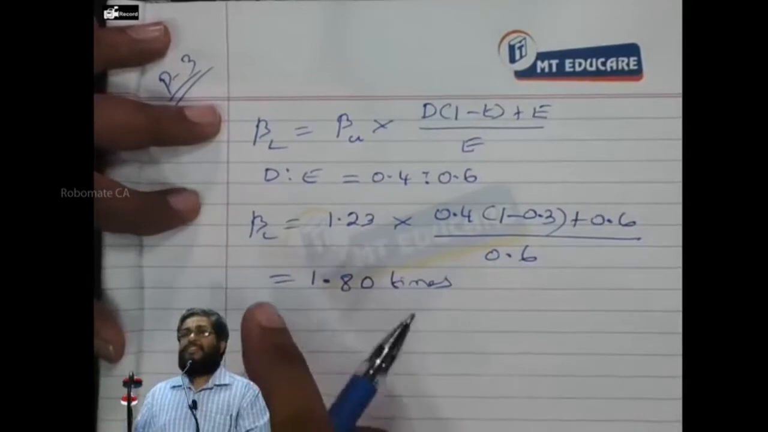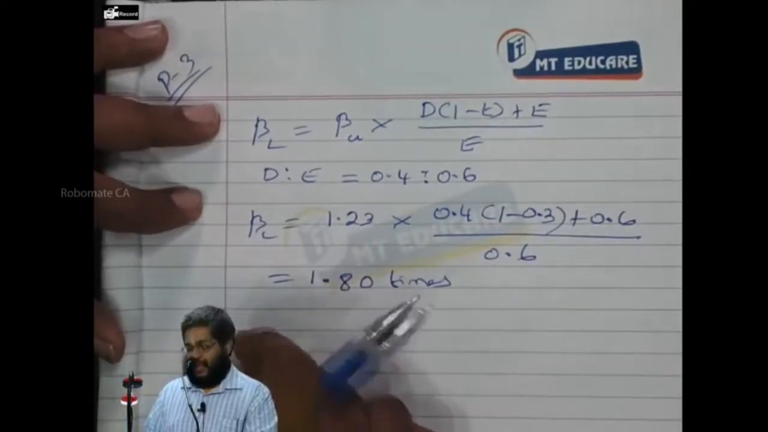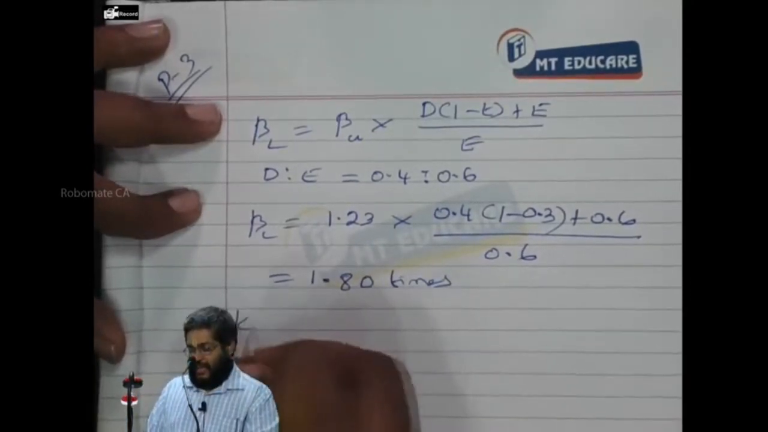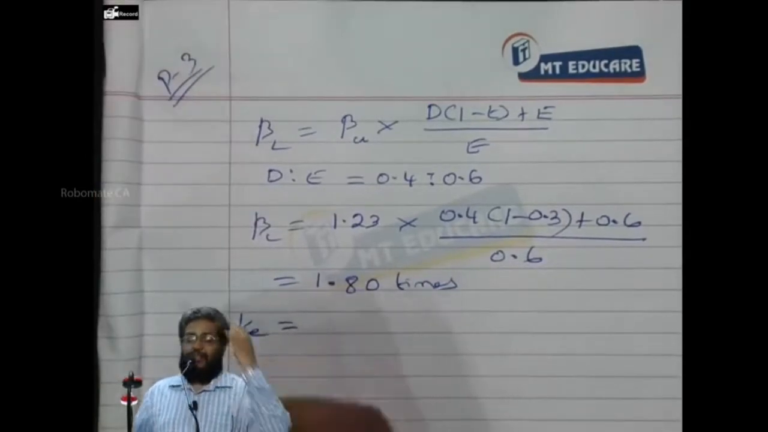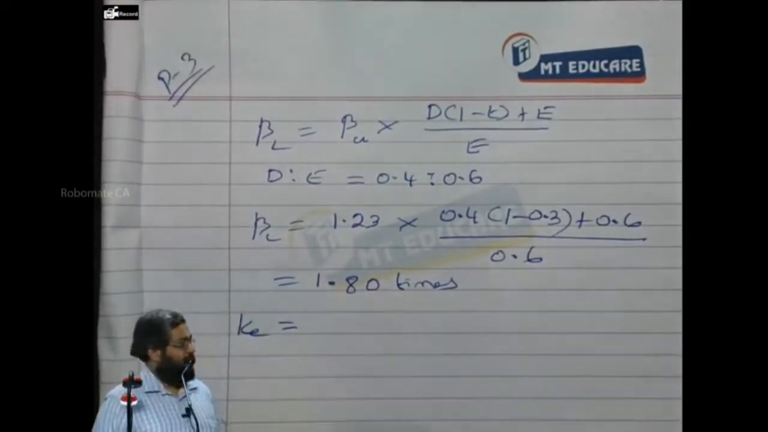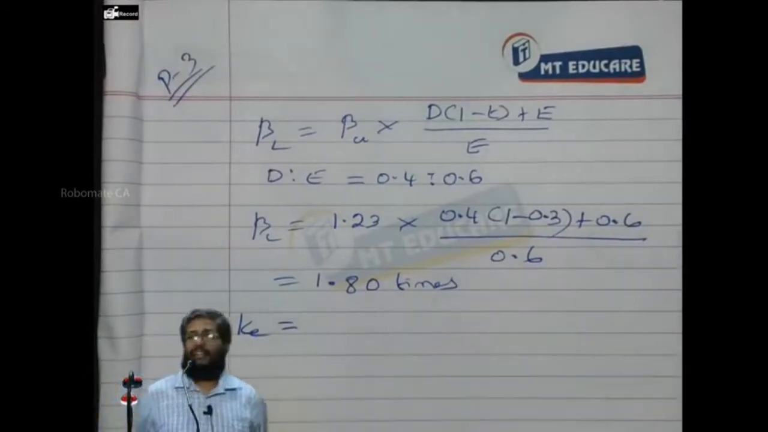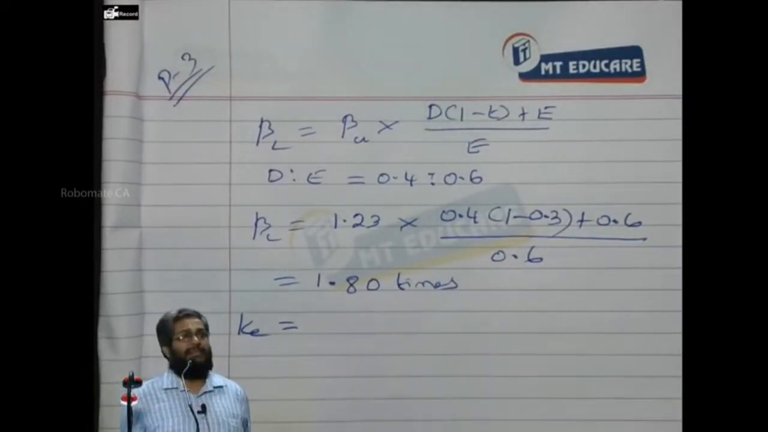Next, step 3: calculation of KE. Underline that. Write the formula and then substitute.